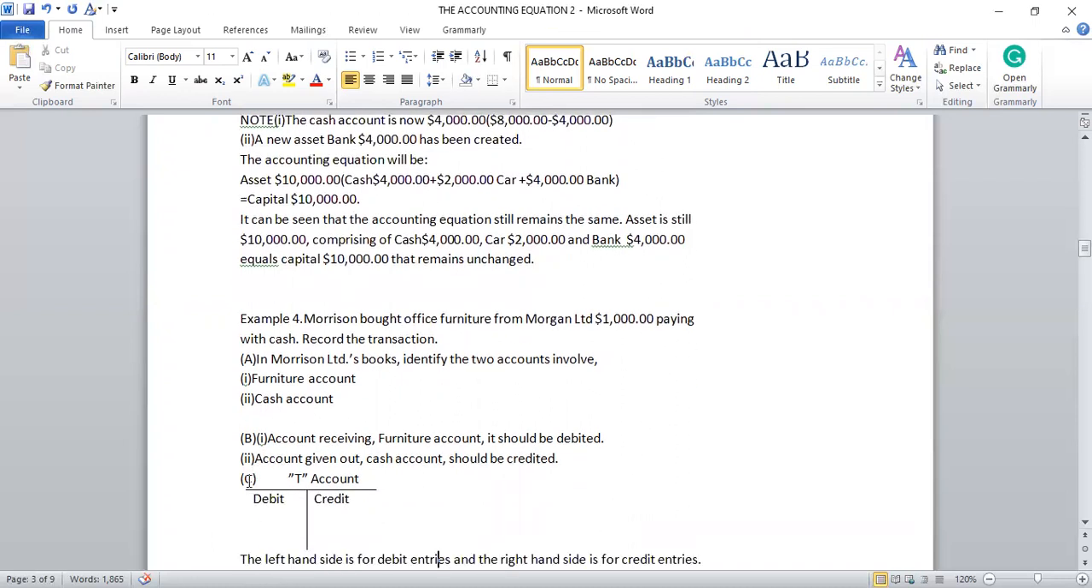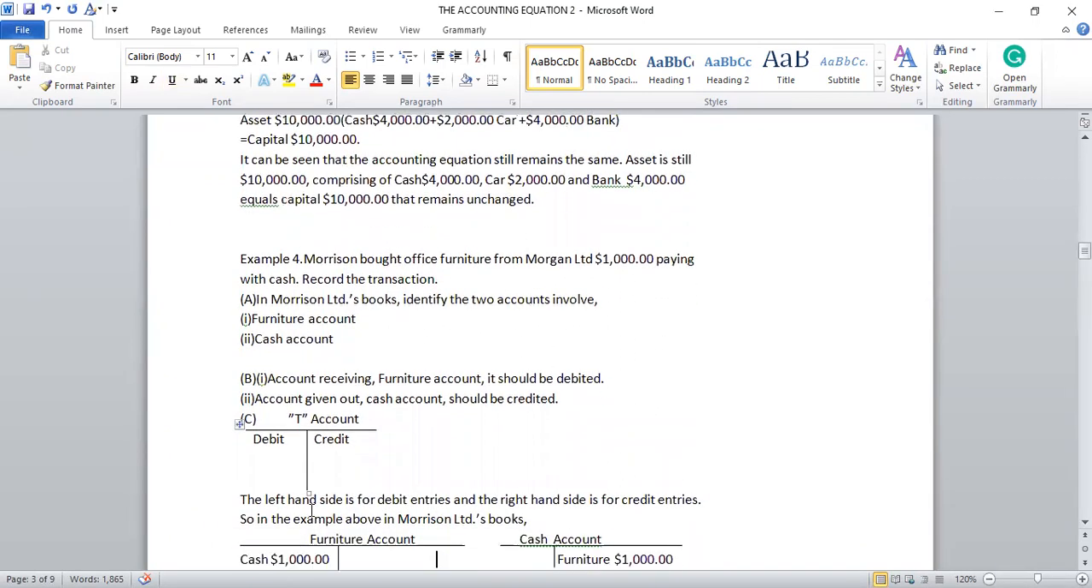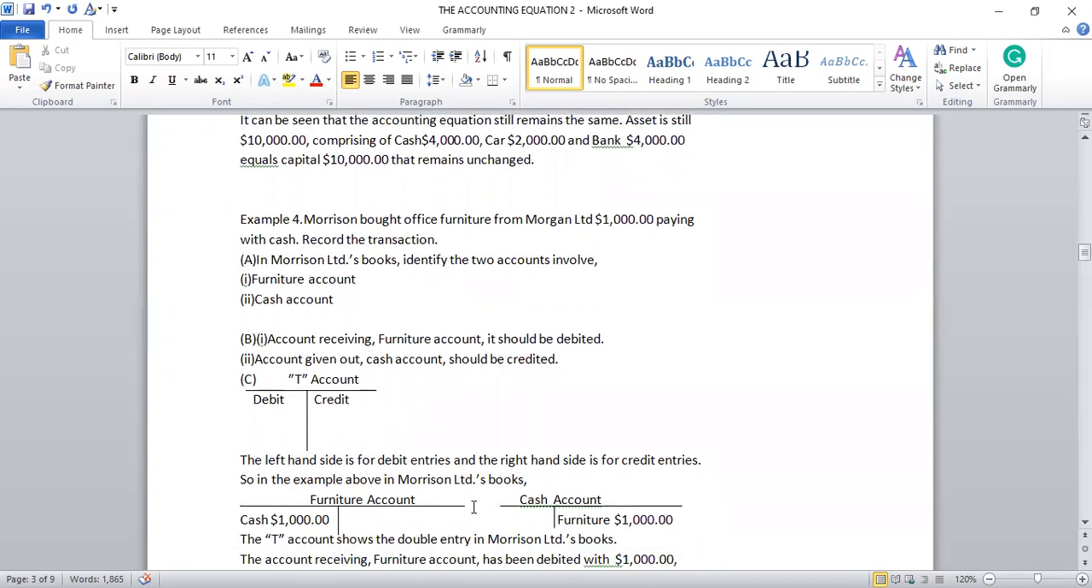Then we go on to the third step, the T account. As I've stated, the left-hand side is for the debit entries and the right-hand side is for credit entries. So in the example above, in Morrison Limited books, furniture account, cash, debited with $1,000, because the corresponding entry can be found in the cash account. So when we come to the cash account, furniture, credited with $1,000. The furniture means the corresponding entry can be found in the cash account.